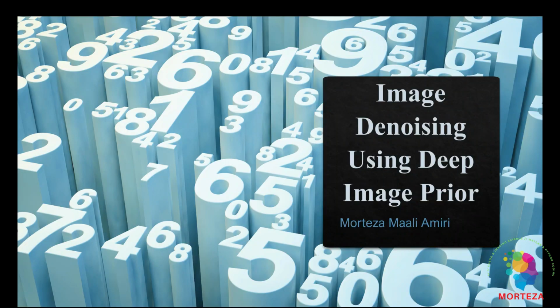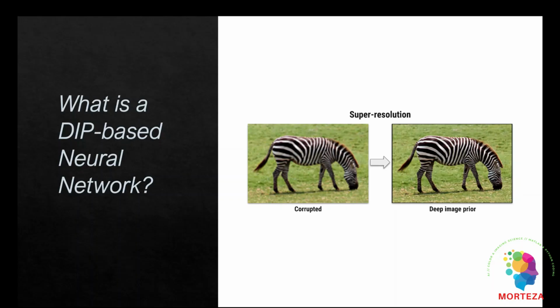As I said, in this video I'm going to talk about image denoising using deep image prior. A deep image prior based neural network is a deep learning architecture that is designed to perform image restoration tasks such as denoising, inpainting, or super resolution, and so on. And it does that without requiring any prior training data. The idea behind DIP, or deep image prior, is to use a randomly initialized neural network to model the structure of the image during the restoration process, as opposed to relying on a large dataset for training.